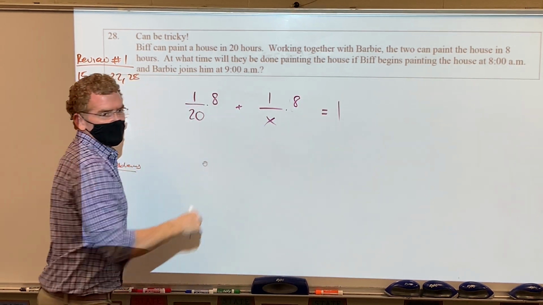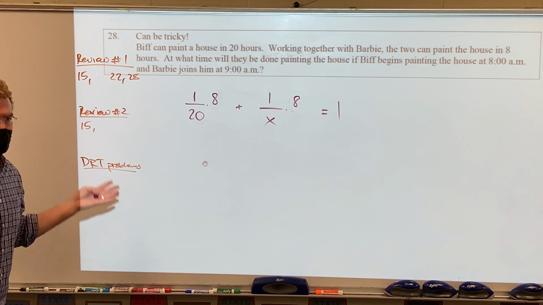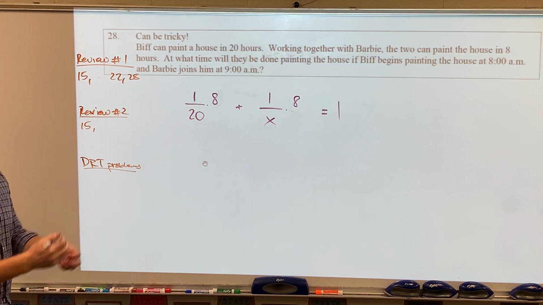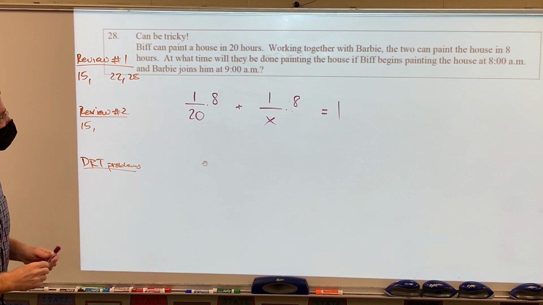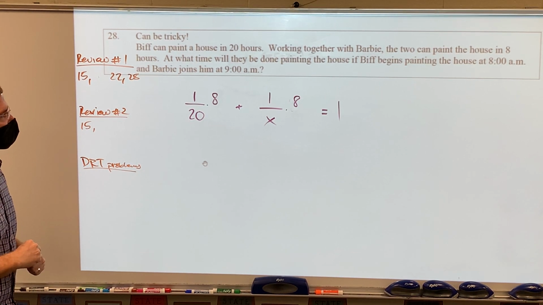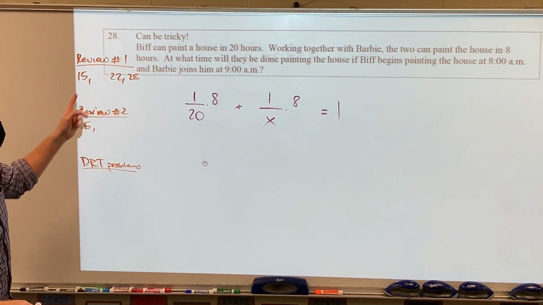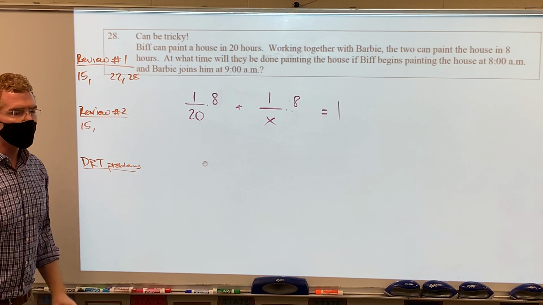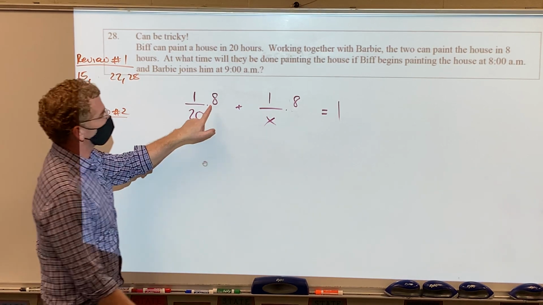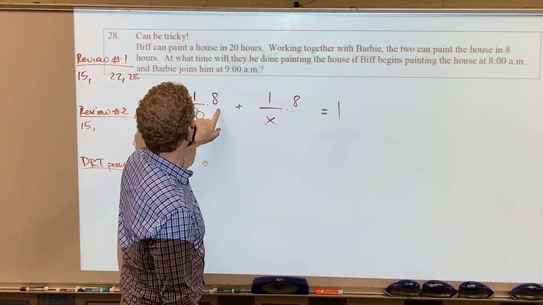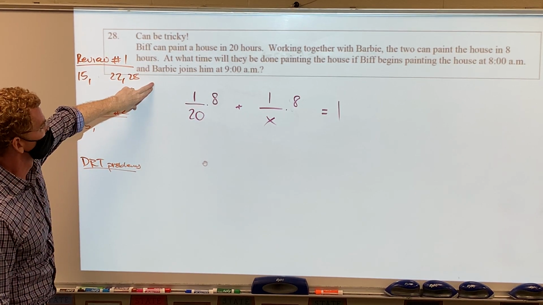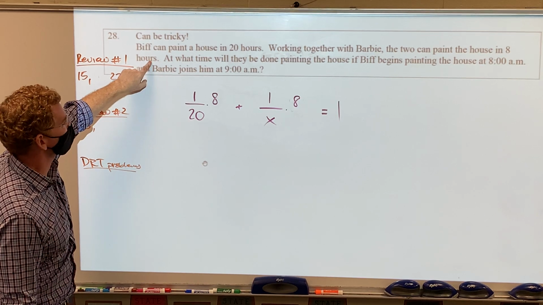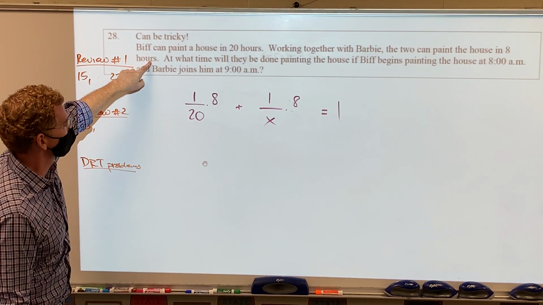Because this assumes that they did the whole job starting at the same time and continuing to work, right? Does that make sense? But what really happened here? Biff started at 8, Buffy joined him at 9. So what do I do about that? Because this is the number, it says 8 hours working together, right? You can paint the house in 8 hours. Okay, so 8 hours working together, they can paint a whole house.